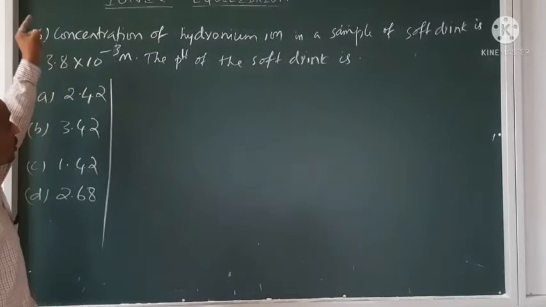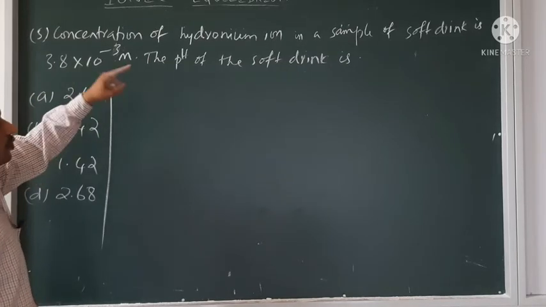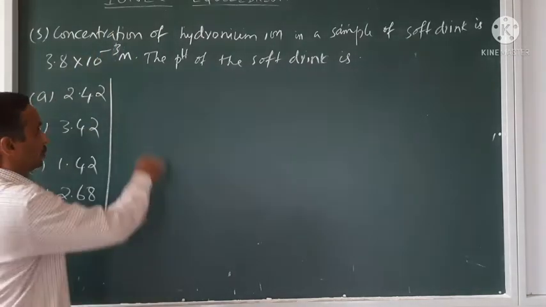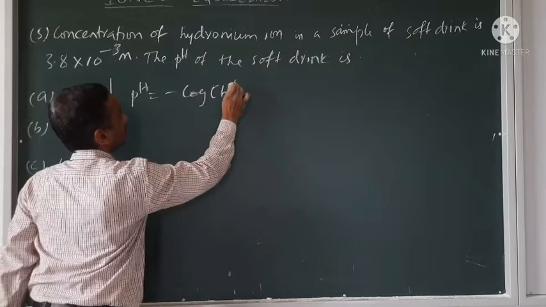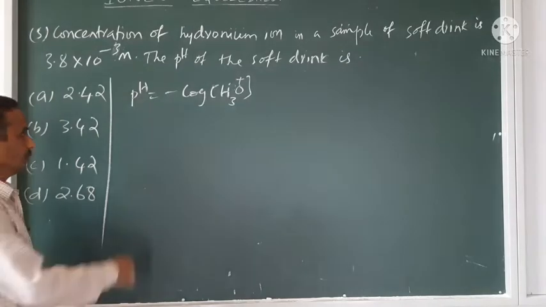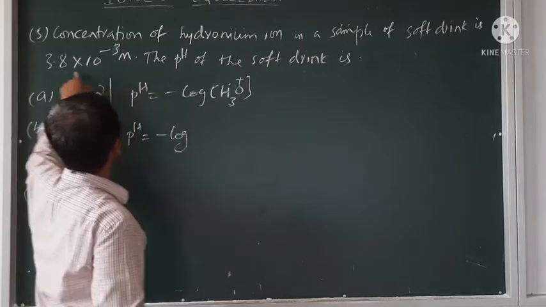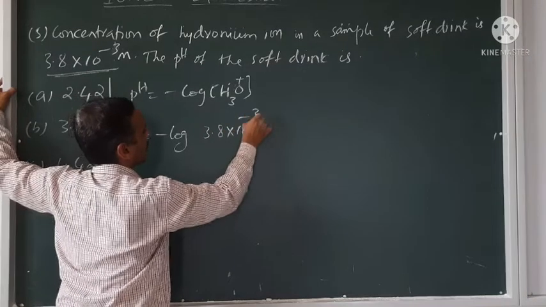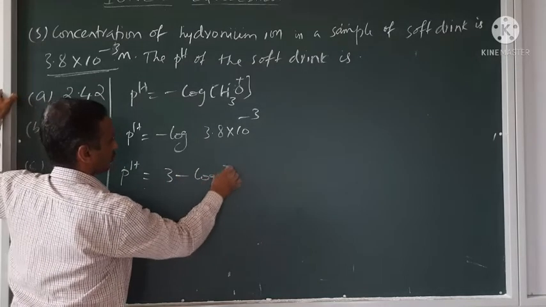Now, the next problem. The concentration of hydronium ion in a sample of soft drink is 3.8 into 10 to the power minus 3. What is the pH of the soft drink? So pH is equal to the negative logarithm of the H plus ion concentration, or H3O plus concentration. Here it is the hydronium ion. So 3.8 into 10 to the power minus 3. So pH is equal to 3 minus log of 3.8.